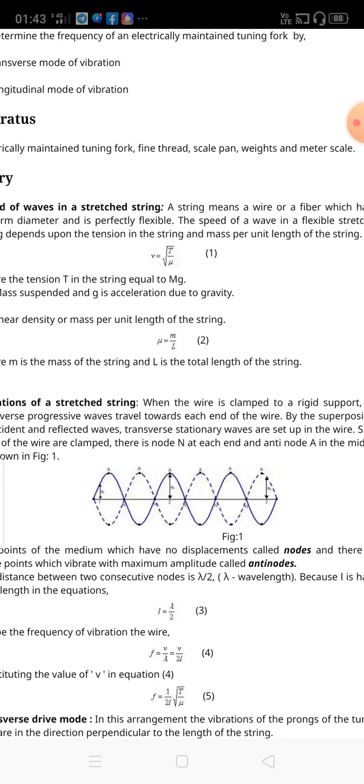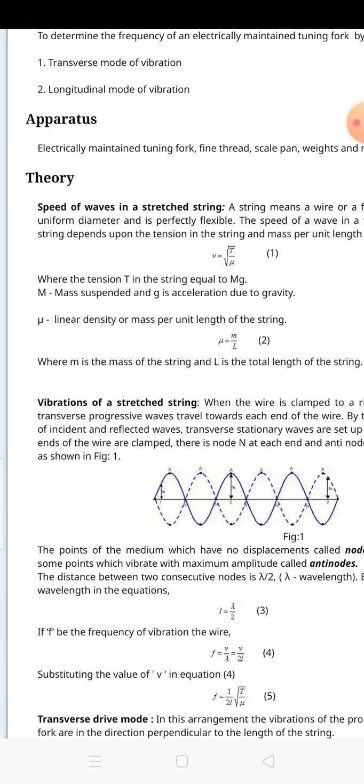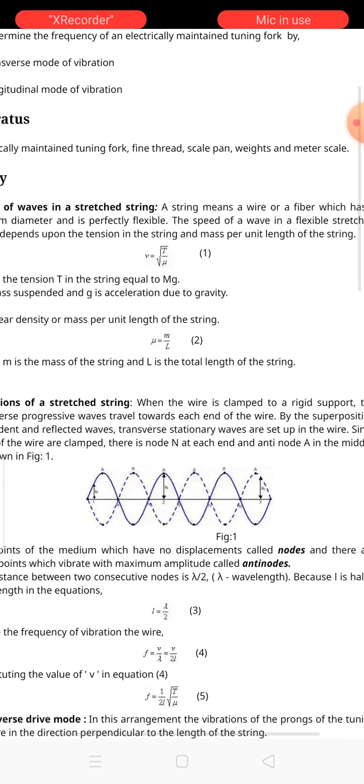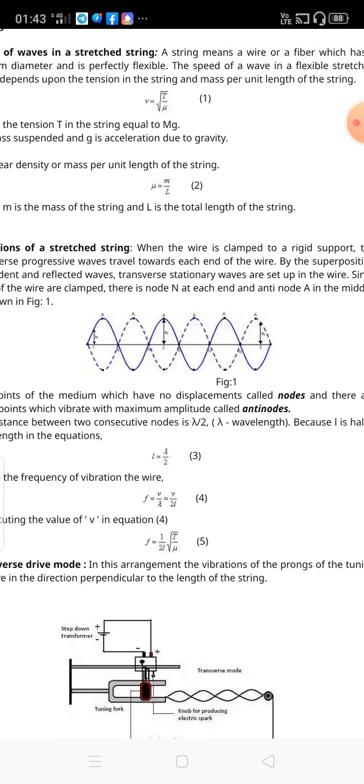Here you have to note that v is root T by mu, then mu is m by L, and there is this position of vibration of the stretched string. This is the wave pattern where you can find the nodes or antinodes. I have already told it; I am repeating it for your understanding. Then note that L is lambda by 2 and f is v by lambda. F is the frequency, f is 1 by 2L into root T by mu. What is v, what is T? T is the tension, f is the frequency, v is the velocity. It is mentioned. Then transverse drive mode.